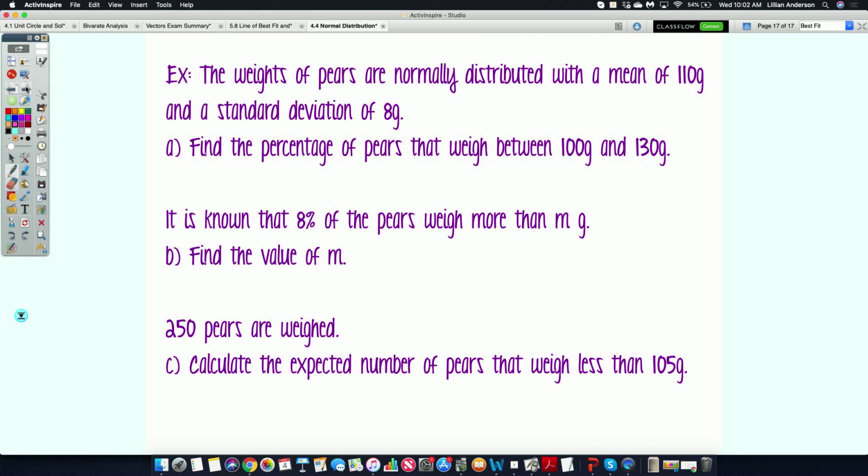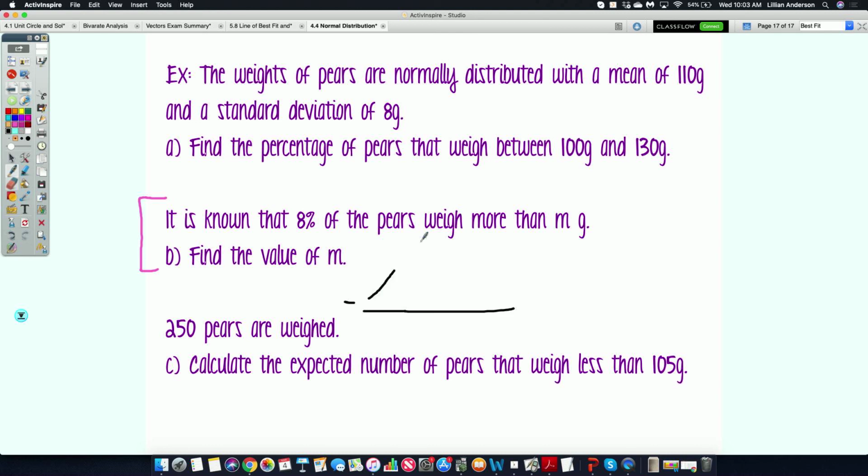Let's do one more that deals with that. Let's do part B, because I know the bell's going to ring and cut me off, so we're not going to be able to get this full problem, but I'll finish the video when you guys leave. We'll do part B together. It says, it is known that 8% of the pairs weigh more than M grams. Calculate the value of M.